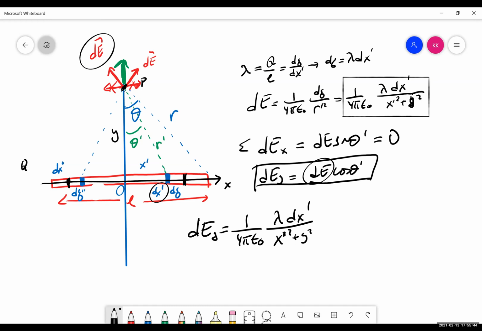That's because if I take this y prime, that goes right here, which means my angle is with respect to the y-axis. So it means the y component is cosine and the x component is sine.